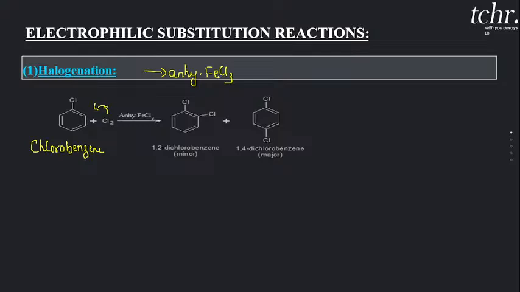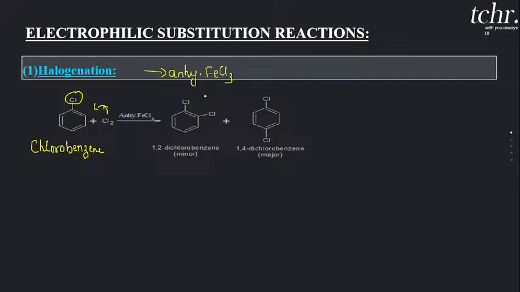ಏನು ಮಾಡುತ್ತೆ ಫೆರಿಕ್ ಕ್ಲೋರೈಡ್ ನಾನು ಹೇಳ್ತೀನಿ. So here the already present halogen, it directs the incoming halogen to ortho and para position. ಆ ಮೆಕ್ಯಾನಿಸಮ್ನ ನೀವು ಫಸ್ಟ್ ಪಿ ಅಲ್ಲಿ ಓದಿರ್ತೀರ. In the resonating structure you can see that the electrons will always delocalize in the ortho and para position. So the incoming nucleophile also moves on to ortho and para position.